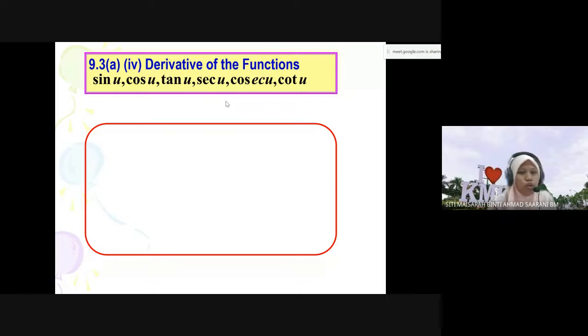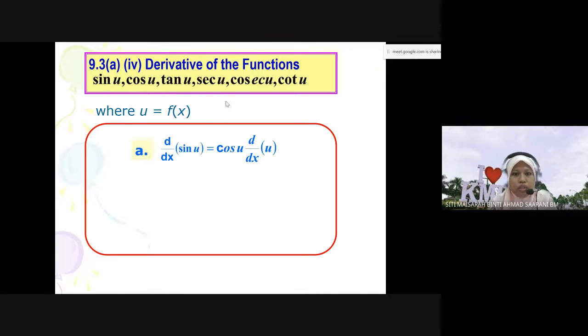Then we move to the derivative of the functions involving sin u, cos u, tan u, secant u, cosecant u, cotangent u, where u is equal to f(x). So we have the first one, differentiate with respect to x, sin u. We differentiate sin u with respect to x, it becomes cos u, differentiate u with respect to x.